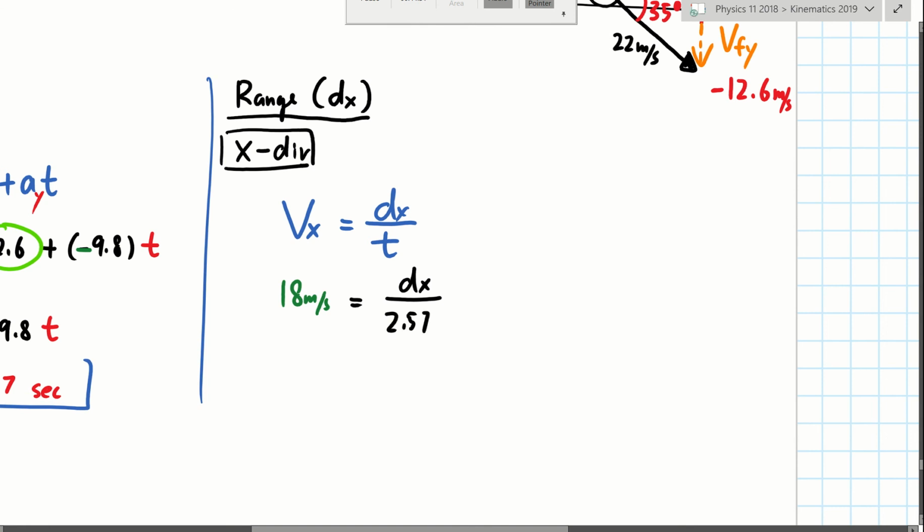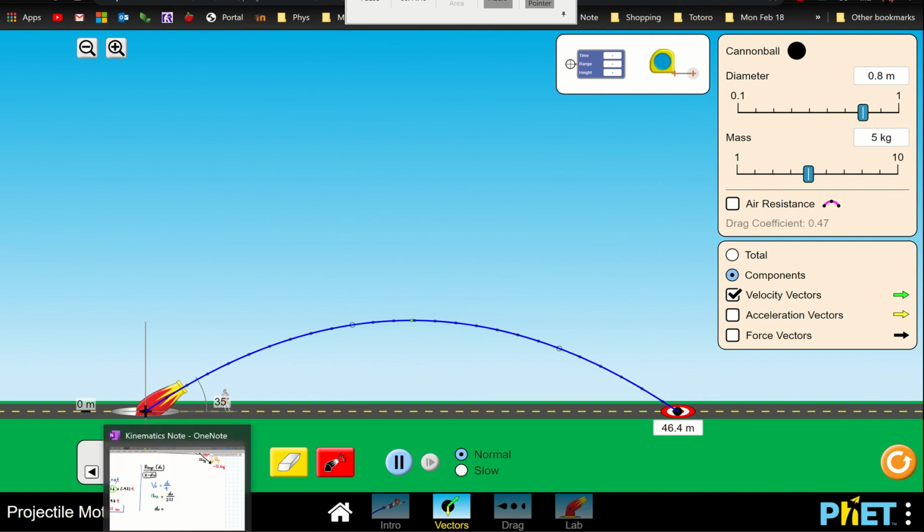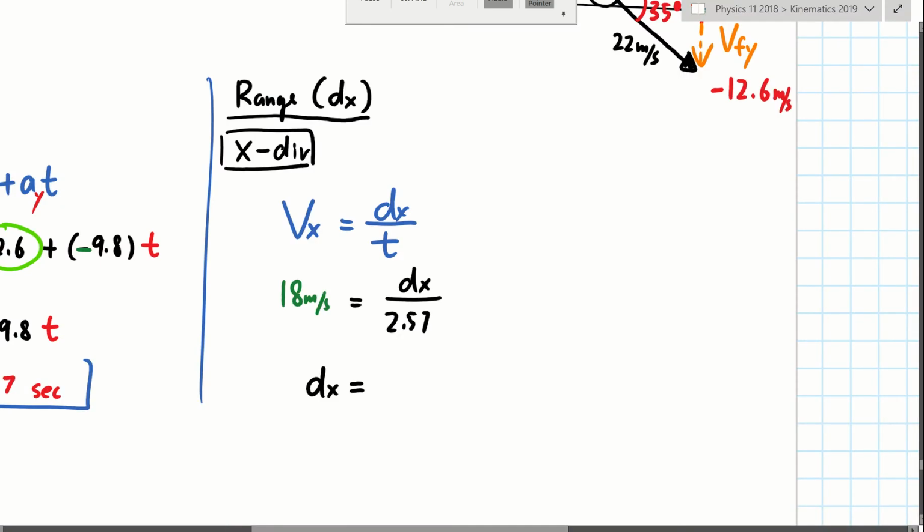So now multiply both sides by 2.57, multiply, right? And then you get your range, which, according to our simulation, how much? 46.4. Let's try. Multiply those two. You will get 46.4. Ooh. There we go. So this is the first thing that they're asking for.